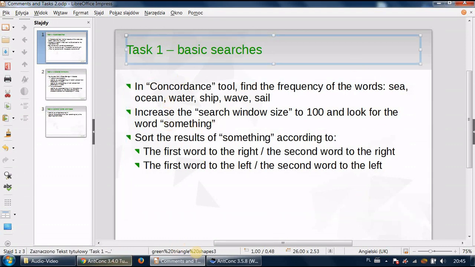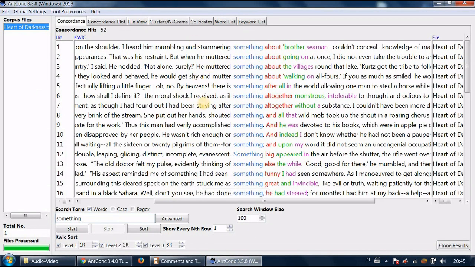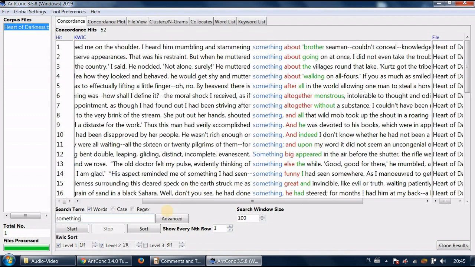Okay, I assume you've done it, so let me try to do it myself. So the word something is already here, but let me sort according to the first word to the right and second word to the right. So I'll switch off the third level because I said the first and second only. So I'll just switch this off. Now, if I press start, nothing really changes, so I have to press sort. And now you can see that the results are organized according to the first word to the right.